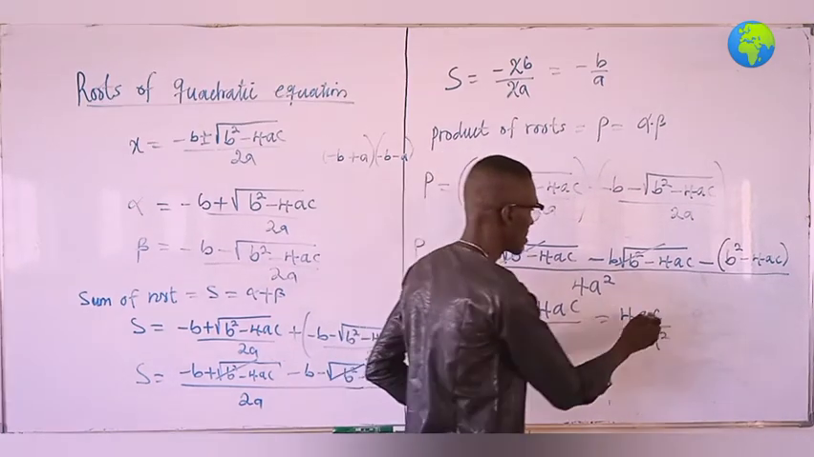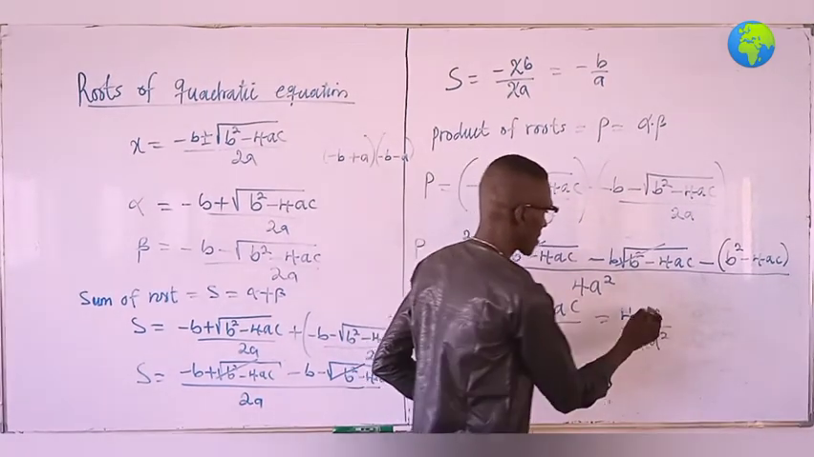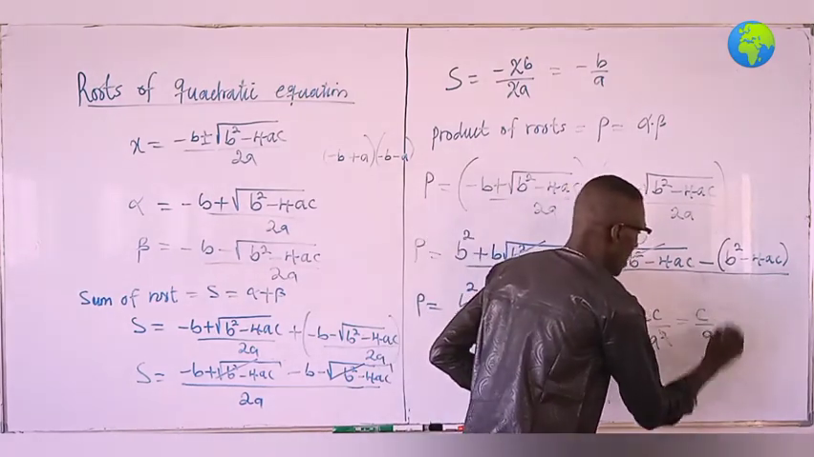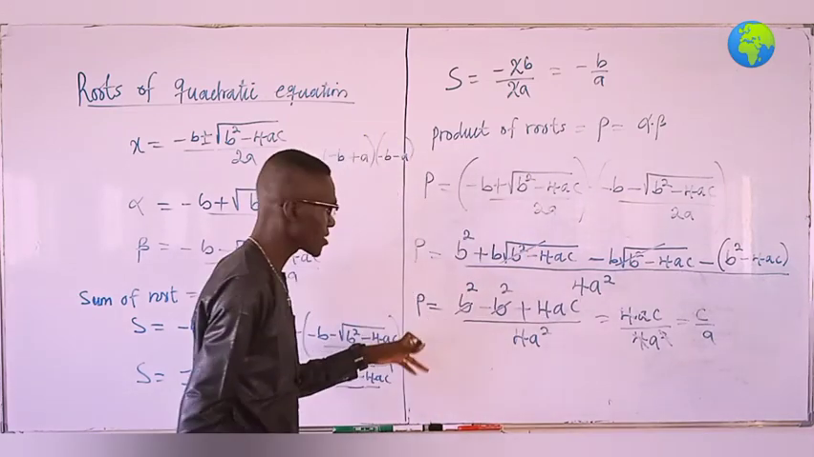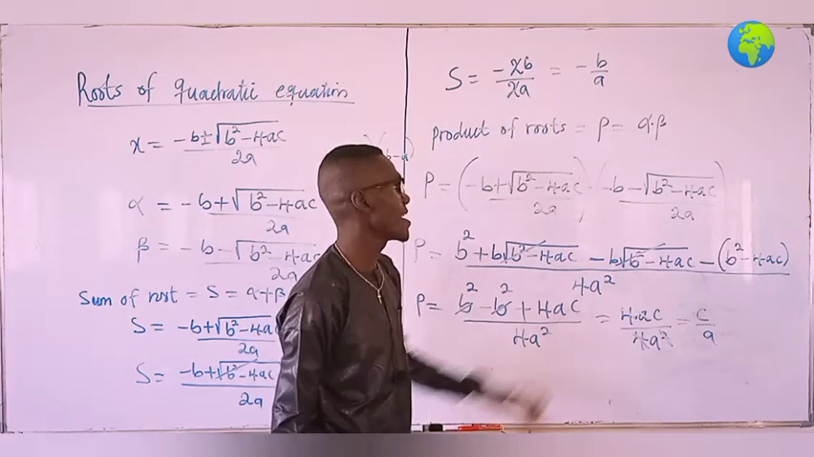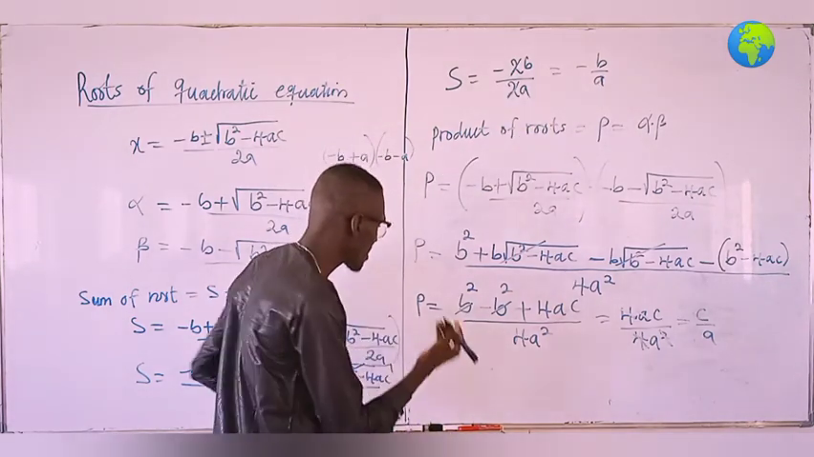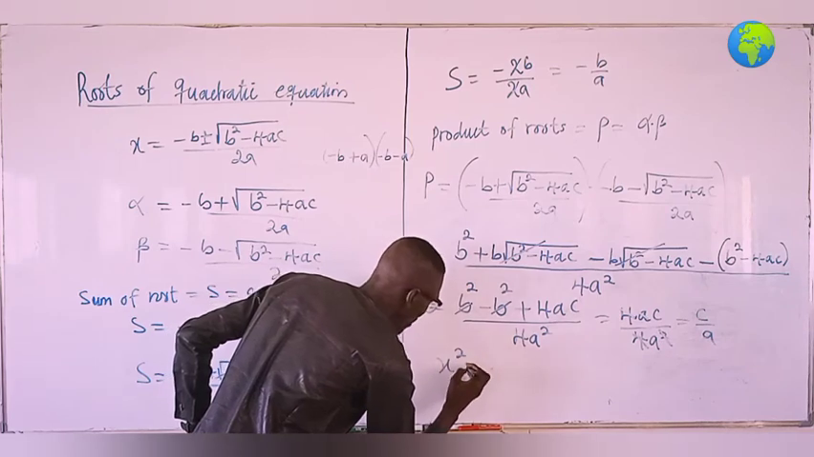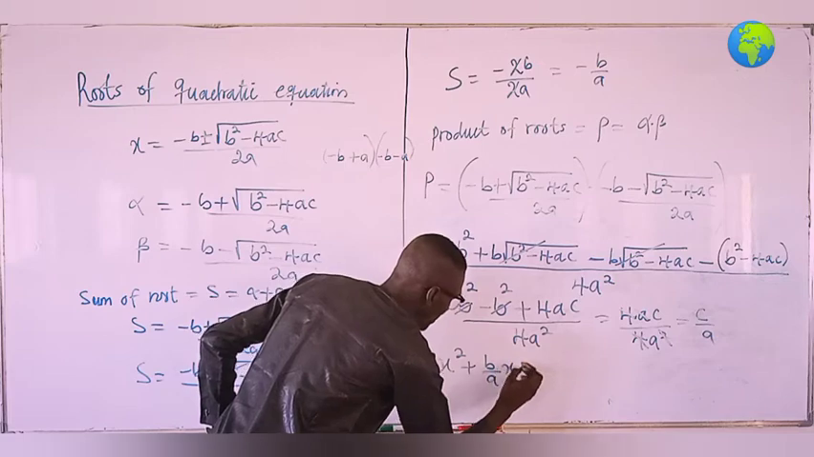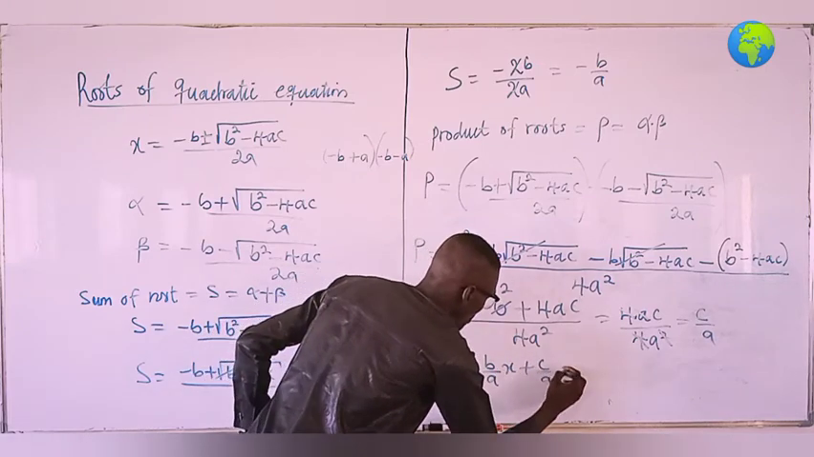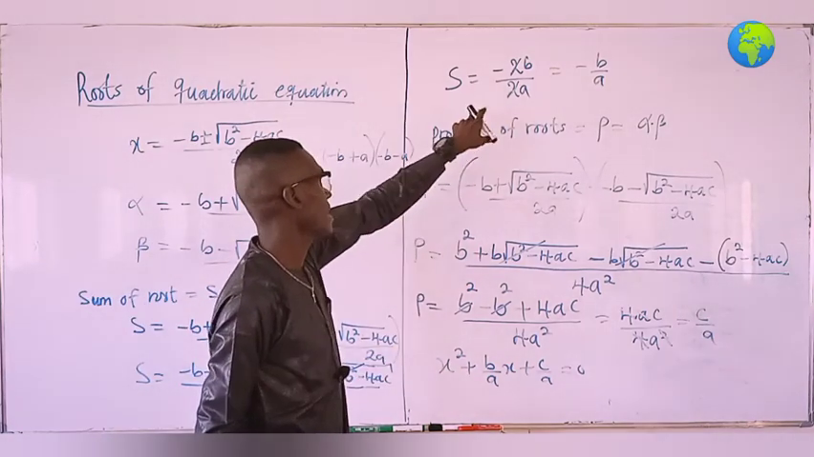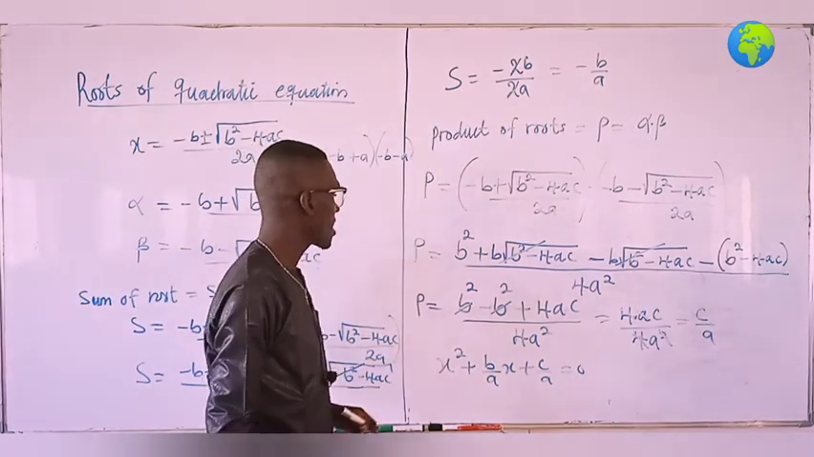Clearly 4 cancels 4, a cancels one of the a's, remaining one, so we are going to have c over a. So that means the product of roots is always equal to c over a. The sum is always equal to minus b over a. So the question now is, we were trying to write the expression in the form x squared plus b over a x plus c over a is equal to 0. So how do you think we can rewrite the whole of this in this form? Like we should just substitute our s and p. How will we do that?